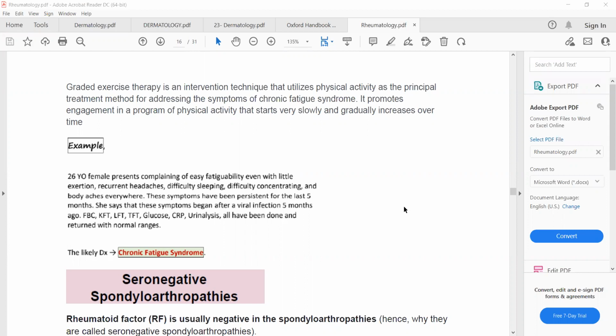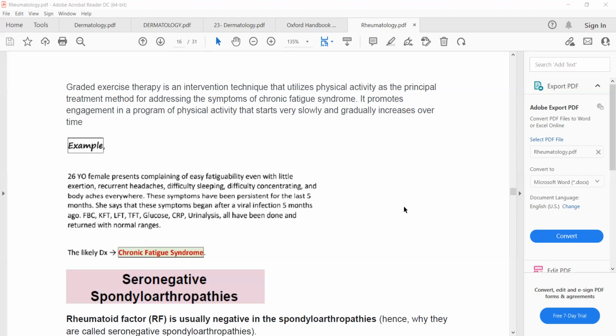Question about chronic fatigue syndrome. Yes. So you said all these symptoms are present with no significant psychiatric history, right? Yes. Okay. Thank you.